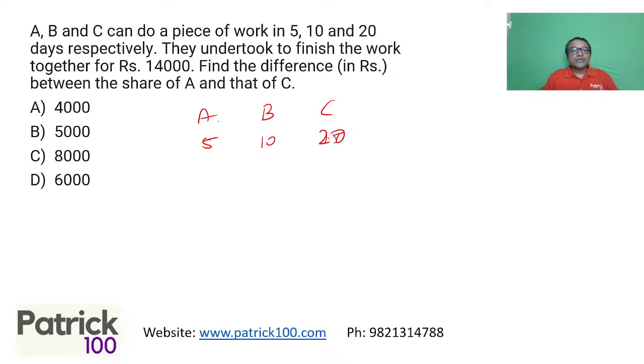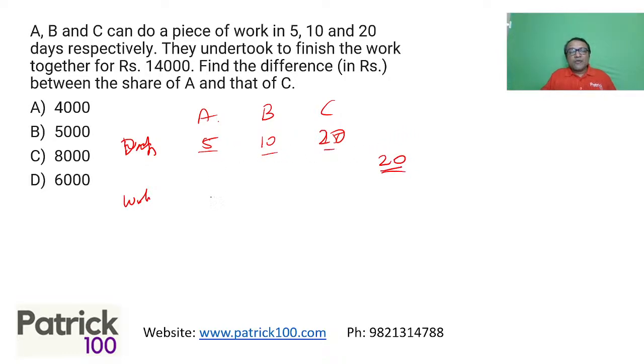Days taken is 5, 10, 20. If I want to reverse and find the work done, find the LCM of 5, 10, 20. What's the LCM of 5, 10, 20? It's 20. LCM of 5, 10, and 20 is 20.